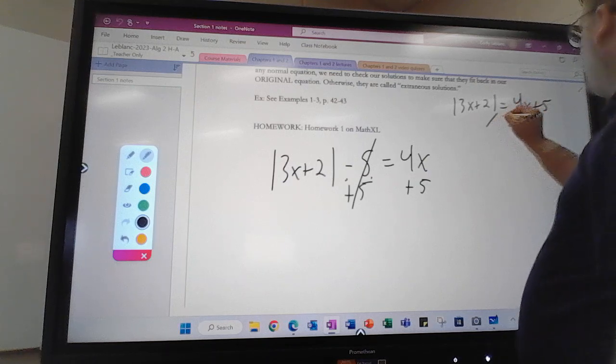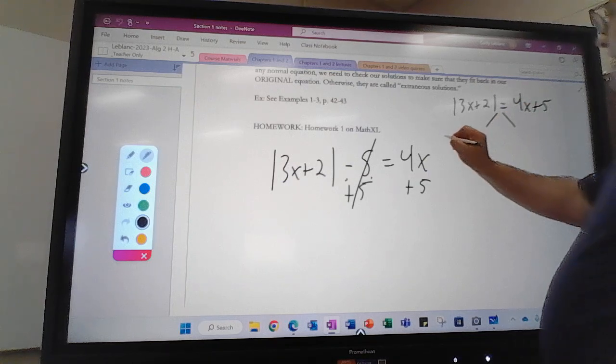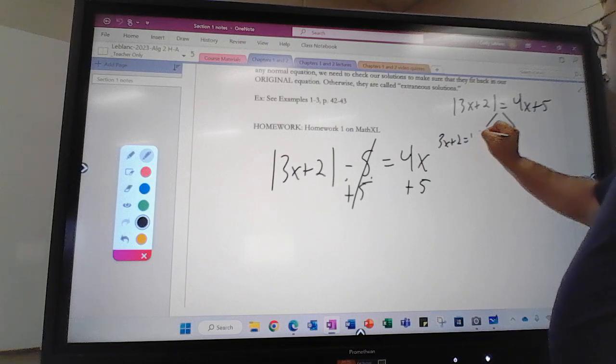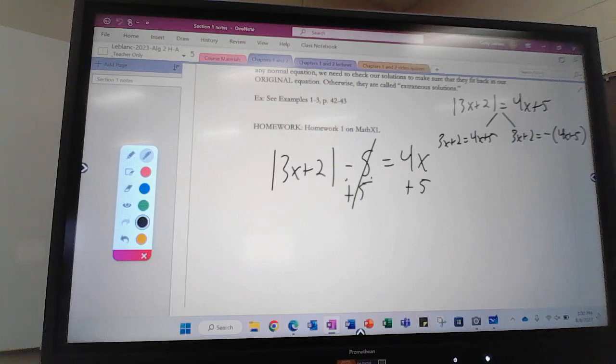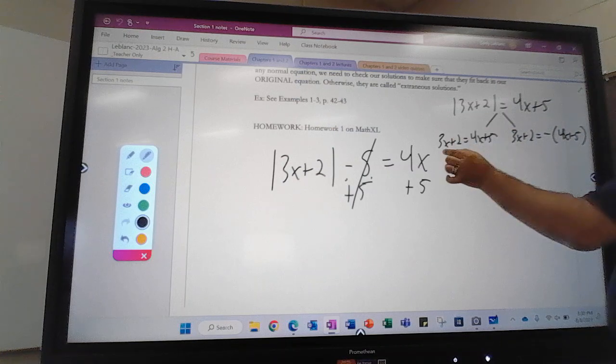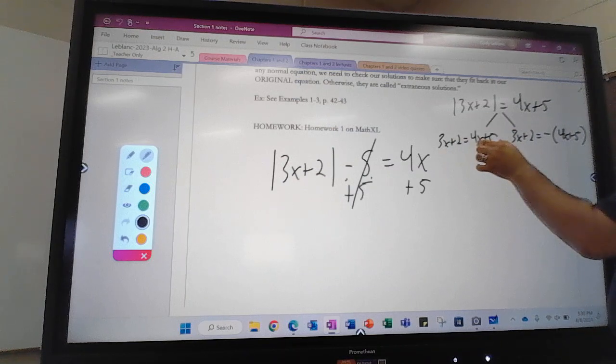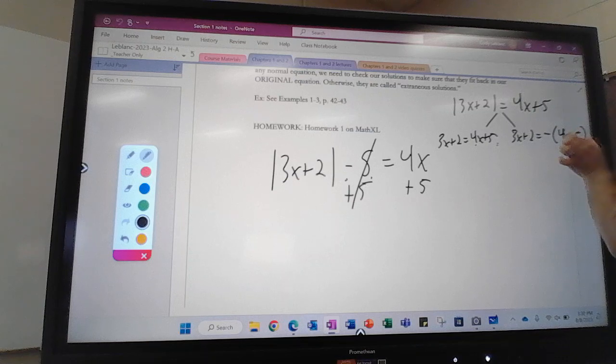Okay, so I'm going to split this up. I have 3x plus 2 equals 4x plus 5, but I also have 3x plus 2 equals negative 4x plus 5. Again, you got to be careful about negatives, because whatever 3x plus 2 is, it can either be equal to whatever number this is or the negative value of whatever number this is. So this negative is applied to the entire 4x plus 5, not just the 4x and not just the 5. We'll get to this in a minute.